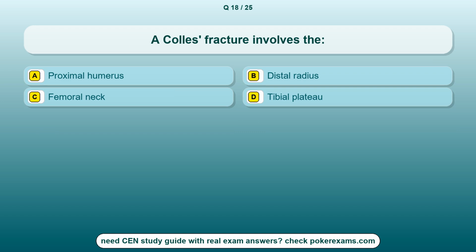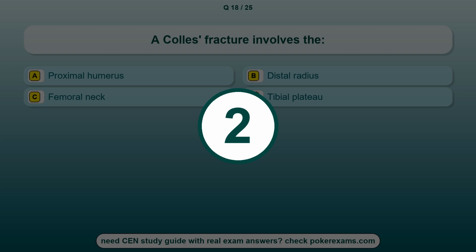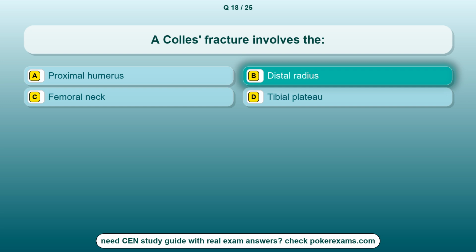Question 18. A Colles' fracture involves the option A, proximal humerus. Option B, distal radius. Option C, femoral neck. Option D, tibial plateau. The correct answer is option B, distal radius.